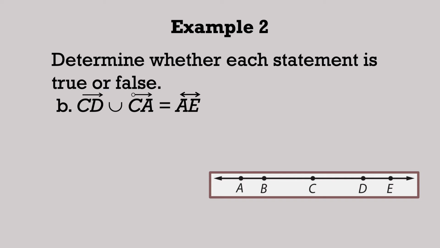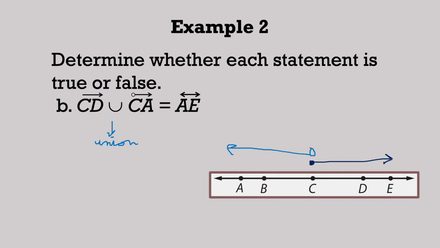Okay, here's our next statement. We have CD, so I'm going to draw that. It is a ray. And it also has CA, a half line. So similar drawing. But this time they're asking something else. They don't want to know what they have in common. It's saying if you put these together, okay, this is your union.